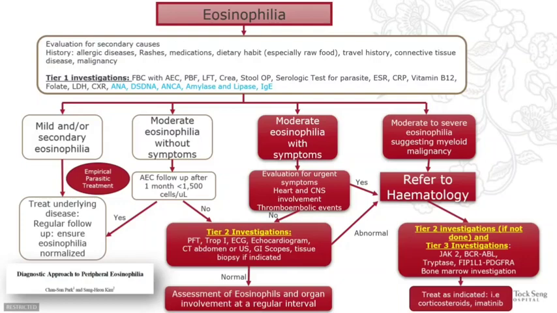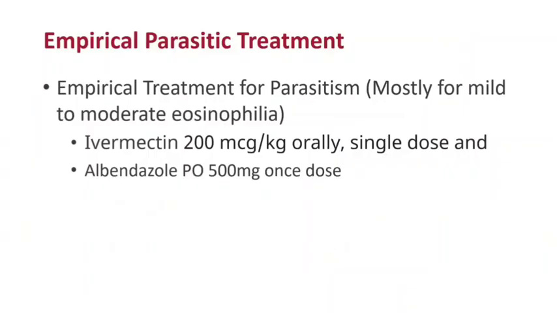We will treat it with corticosteroids or empirical parasitic treatment, like I mentioned before. These are mostly indicated for mild to moderate eosinophilia, wherein we will give ivermectin 200 microgram per kilogram single dose, and albendazole 500 milligram once. Usually we would not give this to severe eosinophilia. Then I would follow up this patient in 1 month to 6 weeks to see if the eosinophils do rise.